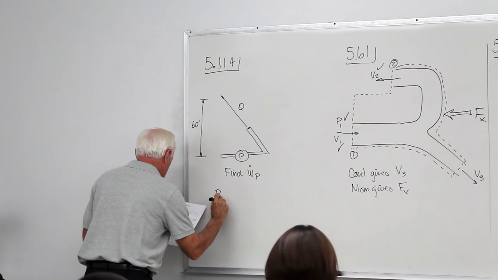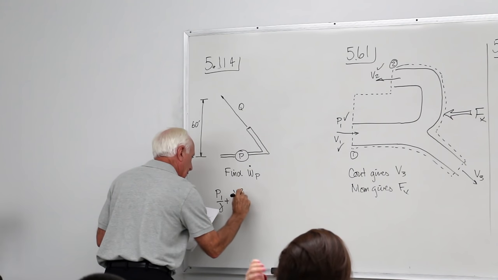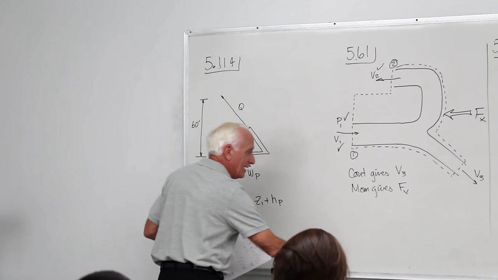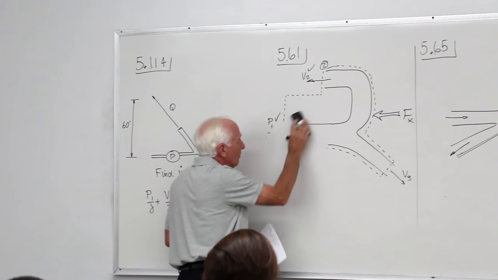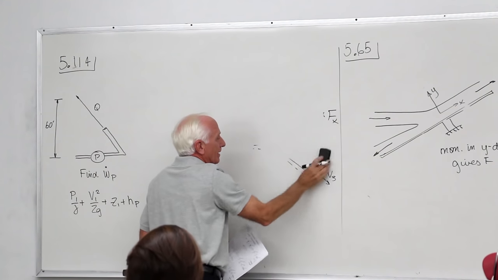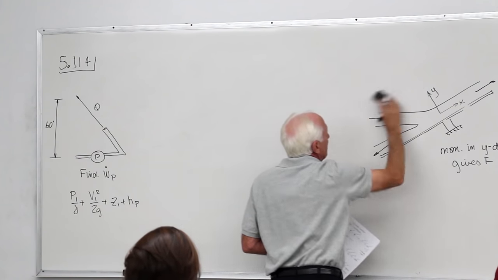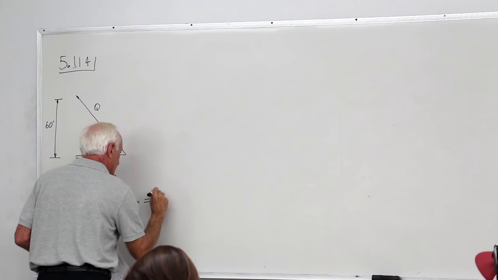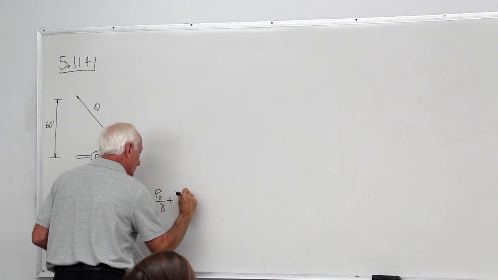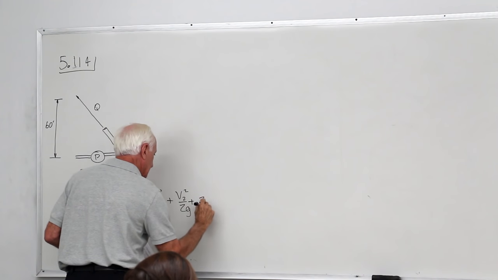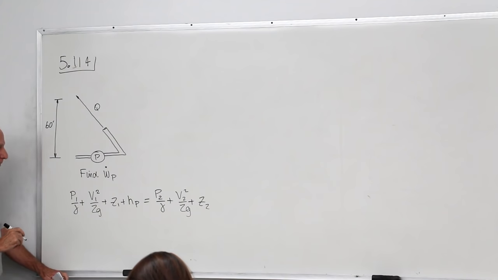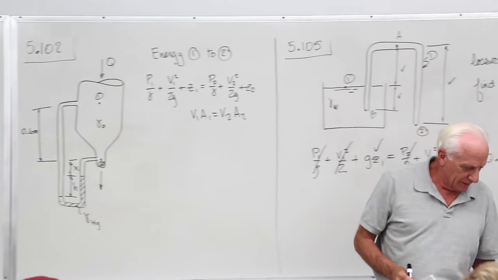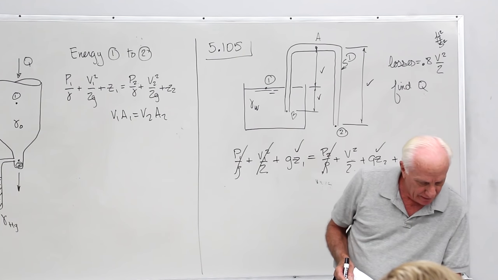Okay, let's write down the energy equation. Leave hP in, that's the pump head, and write the equation in terms of head. At least I'll do it that way. I prefer that one, but if you want to use the one that has the power in it directly, you can do that too. I'm going to leave it like this though. It is equal to P2 over gamma plus V2 squared over 2g plus Z2. Neglect the losses, and go ahead and find the power.